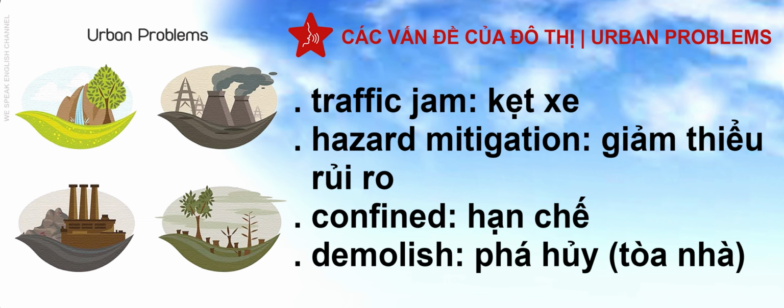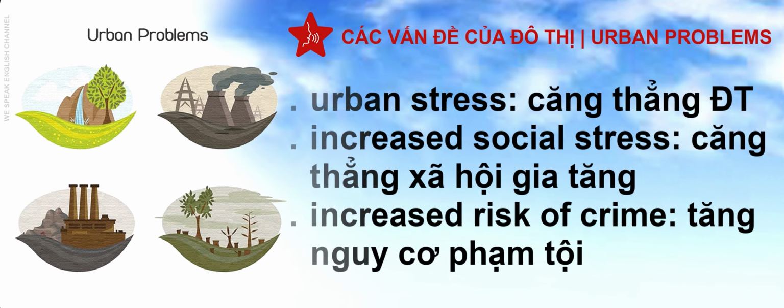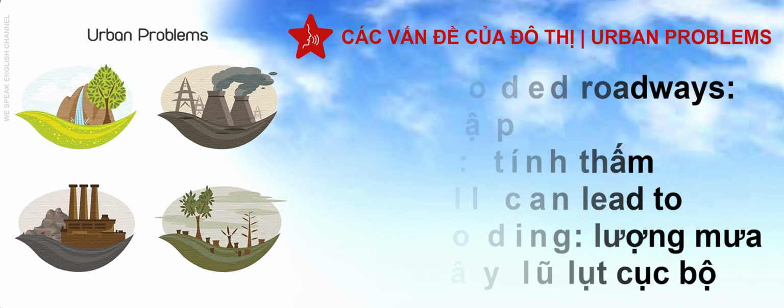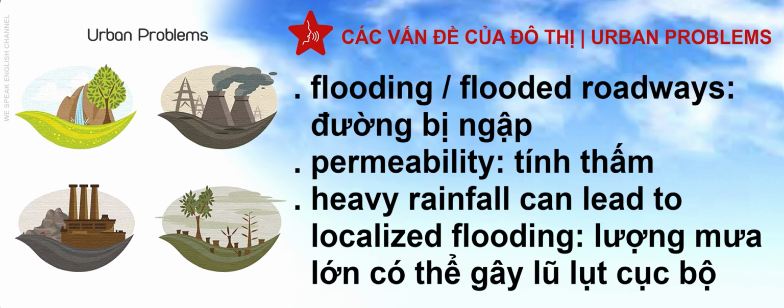Demolish. Urban stress. Increased social stress. Increased risk of crime. Flooding. Flooded roadways. Permeability. Heavy rainfall can lead to localized flooding.